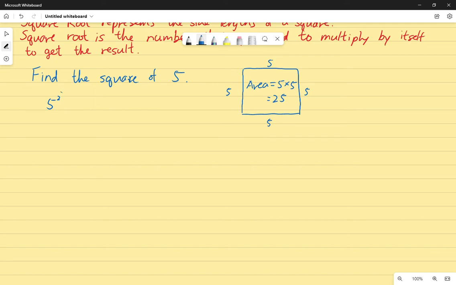This little 2 up here, let me erase that. This 2 up top represents square in math. So if you want to find the square of 5, you say 5, and I want to find the square of it. What does this represent? Well, it represents the area, which is 5 times 5, which is 25. Okay. So that's how we find the square of 5.